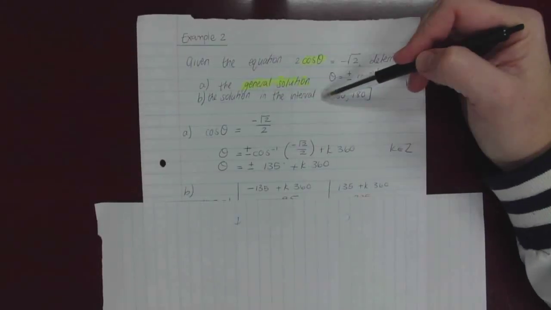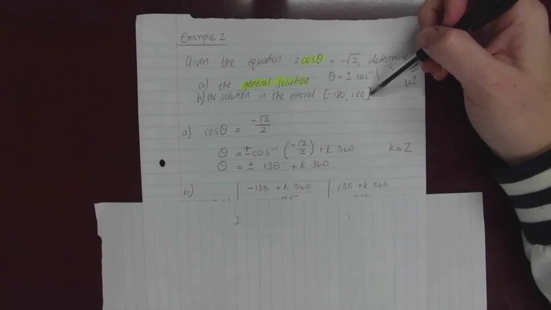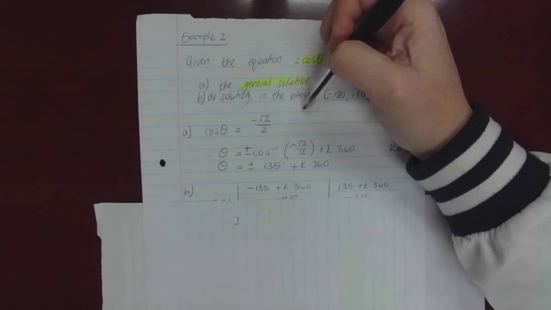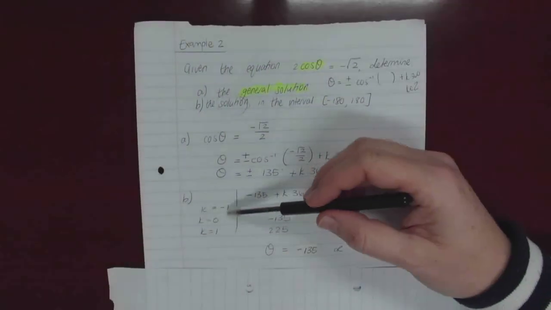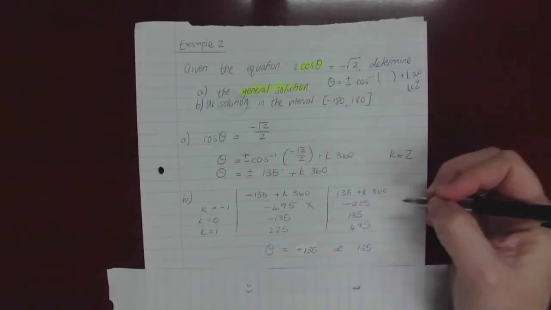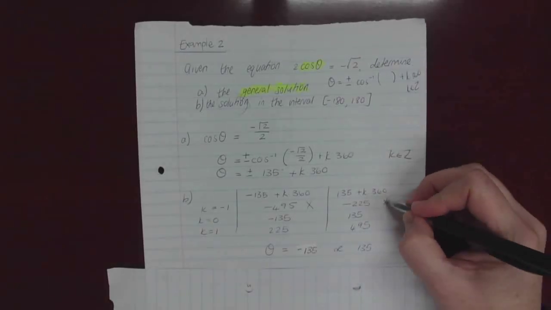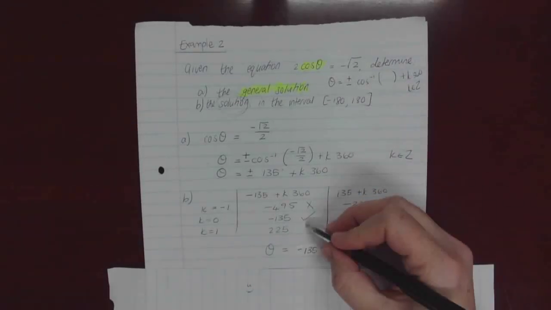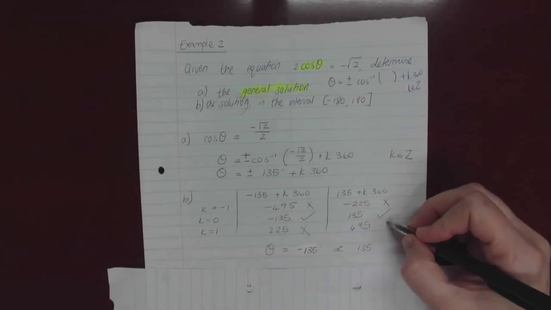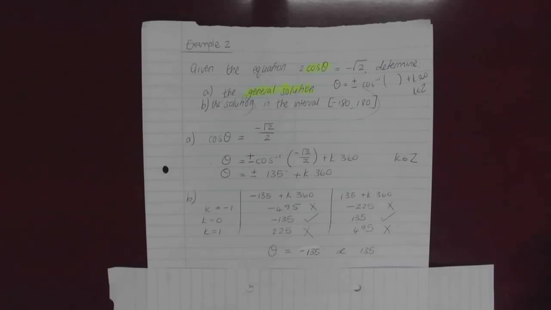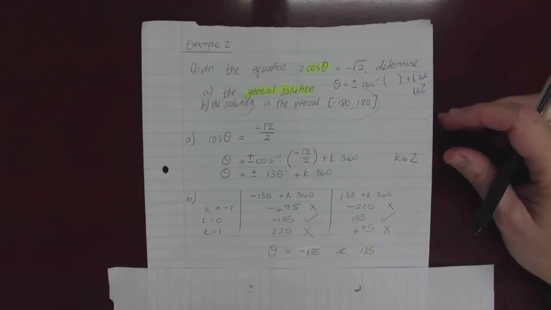Determine the solutions in the interval minus 180 to 180. So solution means choose values for k. I chose minus 1, 0 and 1, and these are the answers I got once I substituted k. So minus 495 is out, minus 225 is out, minus 135 is in, 135 is in, 225 is too high, and 495 is too high, because I'm only allowed to work between minus 180 and positive 180.